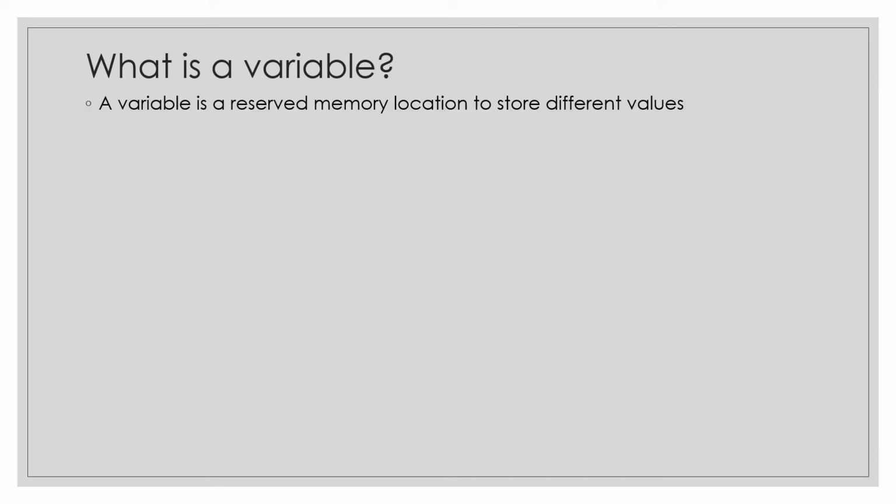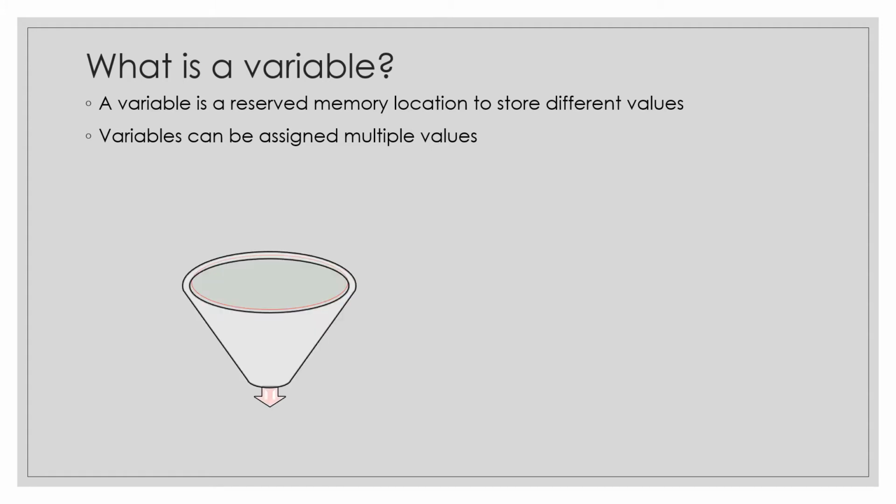Let us quickly understand what is a variable. A variable is basically a reserved memory location which can store different values. Variables can be assigned multiple values. Let us see this with an illustrative example. Here we have a container and we are storing different colored balls into the container, namely A, B and C. This is nothing but the variable where we can store multiple different values, and here we get the variable out.